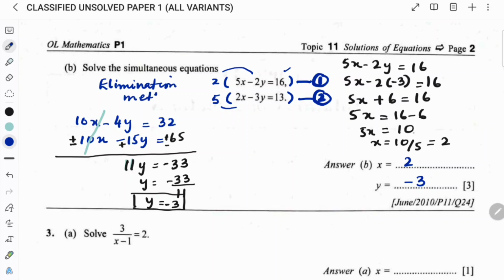Alright, we just eliminate one of the variables by making their coefficients the same with opposite signs. Eliminate and find your answer. That one answer you substitute in any one equation, so go to the other simultaneous equation.